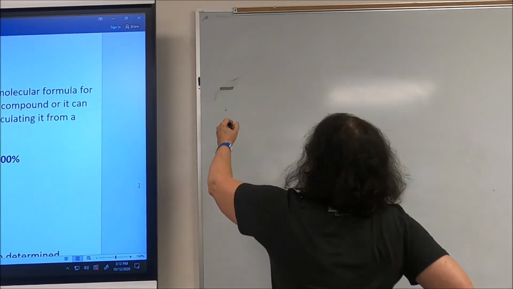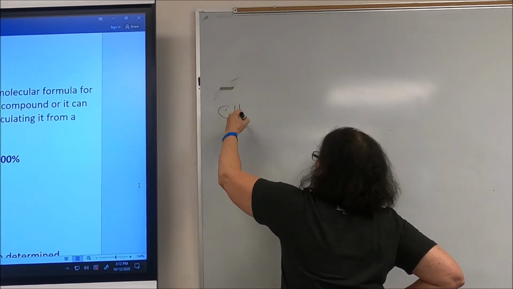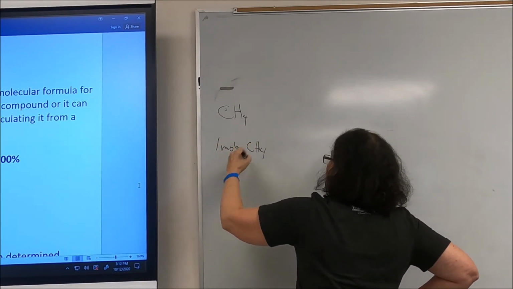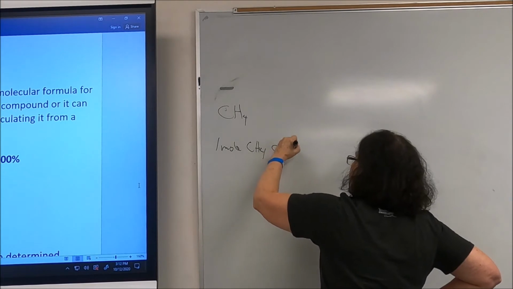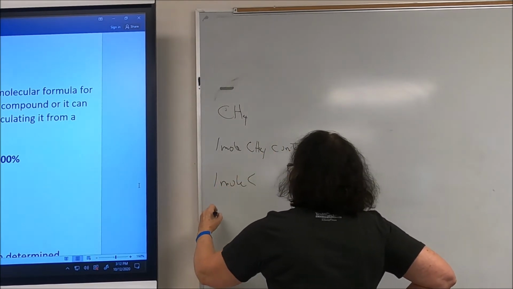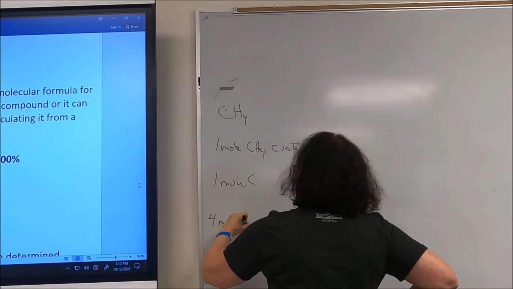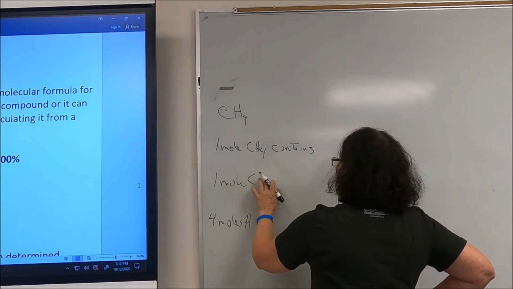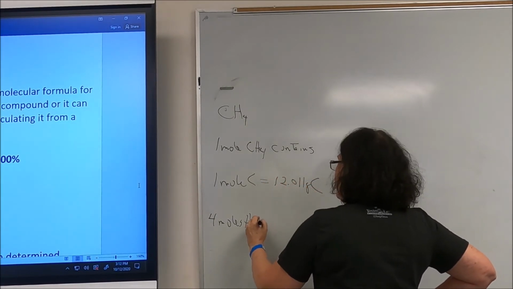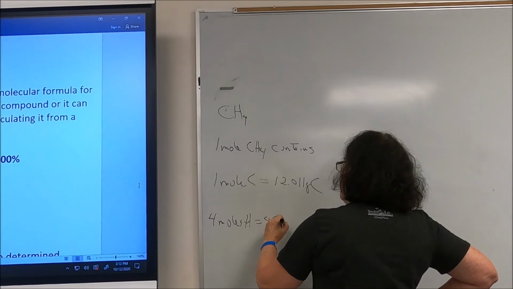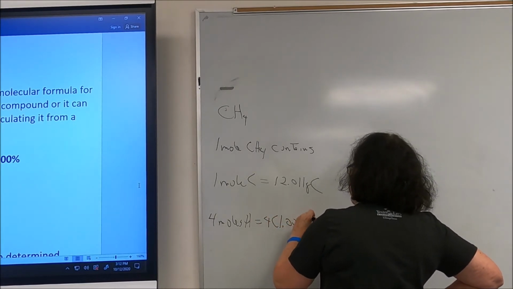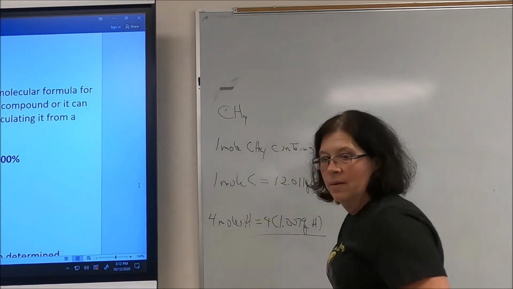Okay, so let's say we had methane, CH4. Now, 1 mole of methane contains 1 mole of carbon and 4 moles of hydrogen. So 1 mole of carbon is 12.011 grams of carbon. 4 moles of hydrogen is 4 times 1.0079 grams of hydrogen.